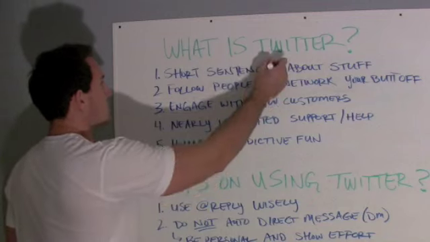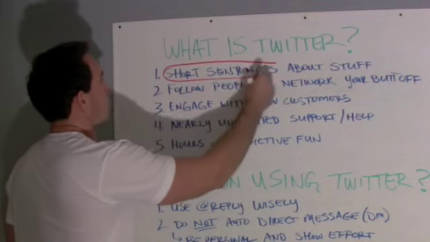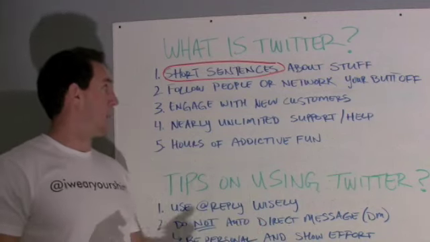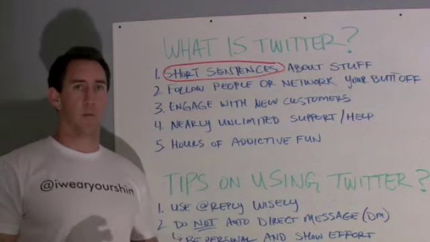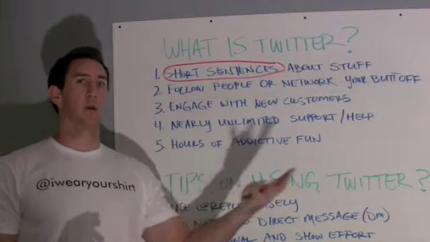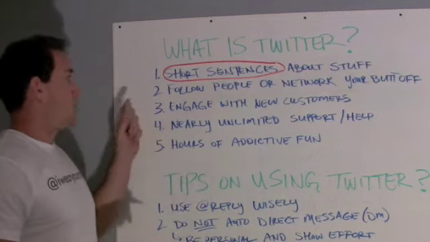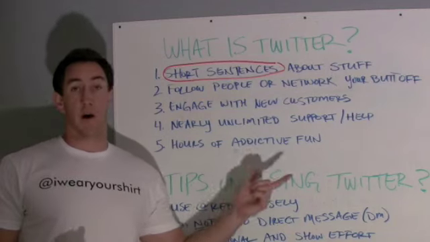Twitter is short sentences about stuff. So the big thing here is short sentences. Twitter lets you type 140 characters, and you can include links. You can reply to people, which means calling them out or speaking with them in a conversation, and you can message people directly. Two, you can follow people or network your butt off.